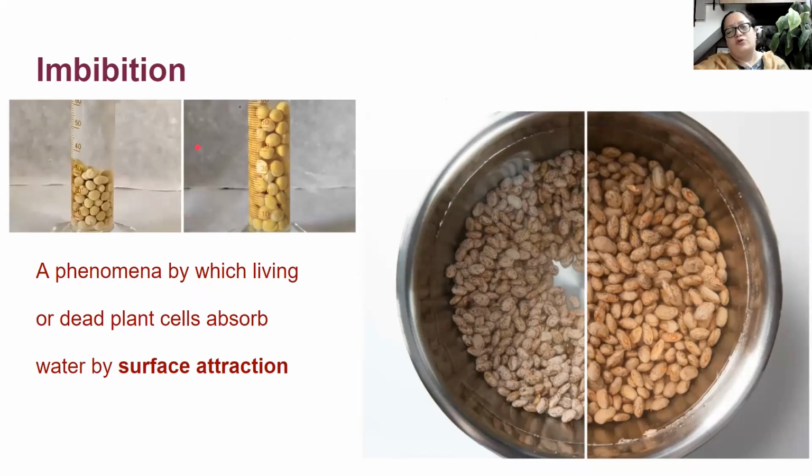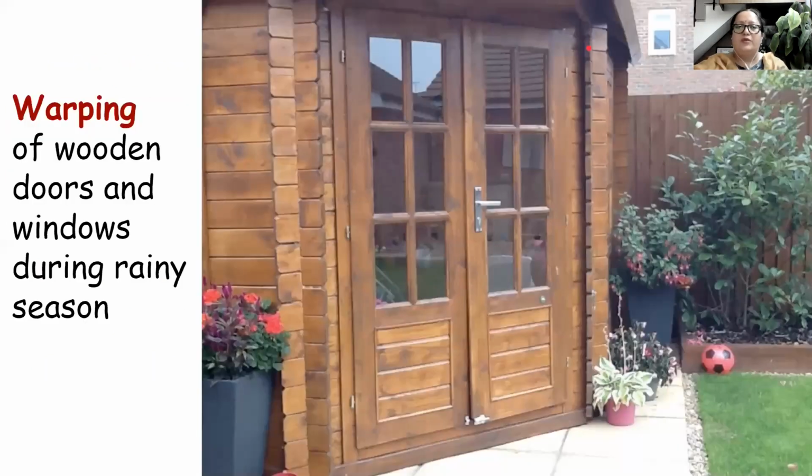Imbibition is the first process of passive transport. If you soak seeds in water overnight, bean seeds or any other plant seeds, you notice that they swell up in the morning. The cotyledons absorb water. The seed coat also ruptures in certain cases. And this phenomenon takes place because these are either dead or living plant cells, and they have absorbed water by surface attraction. This is called imbibition.